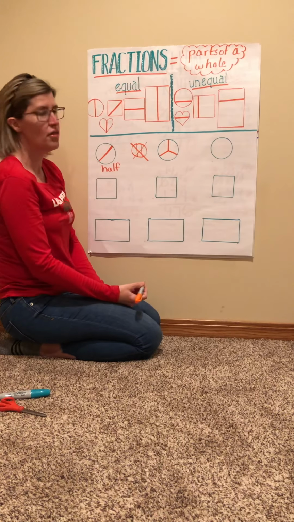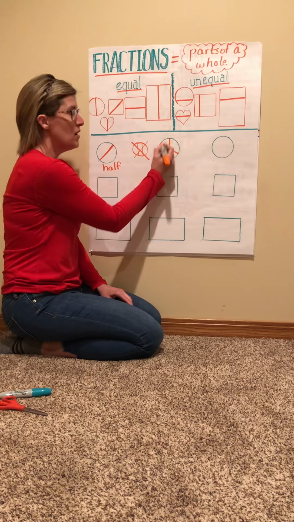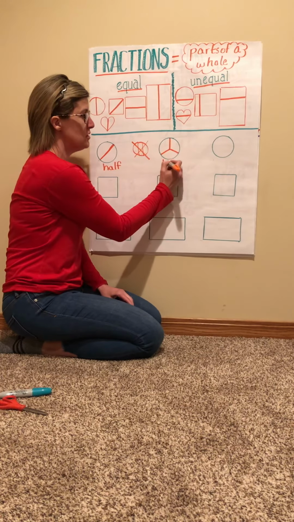And there we have 3 equal pieces, 1, 2, and 3. And we call this thirds. Just add an S after the third. Okay? All right.